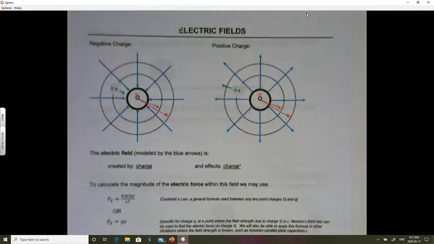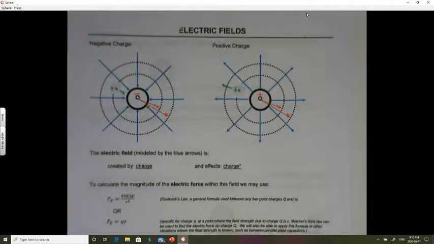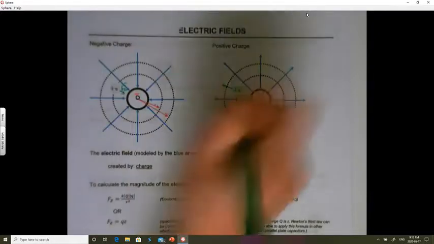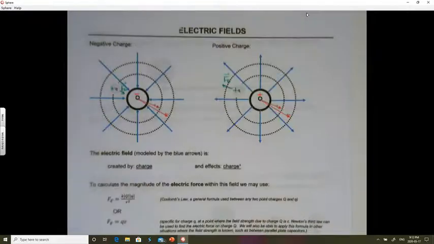Now, these electric fields, which is what these blue arrows are modeling, are created because of charge, and they're going to affect charge. Now, there's a little asterisk here because there is some stuff that we're going to talk about when we get to chapter 8 with magnets, but we're not there yet. Now, if we want to calculate the magnitude of the electric force within this field, so I'll say this little green arrow here or here, we could figure out the magnitude by using Coulomb's law.